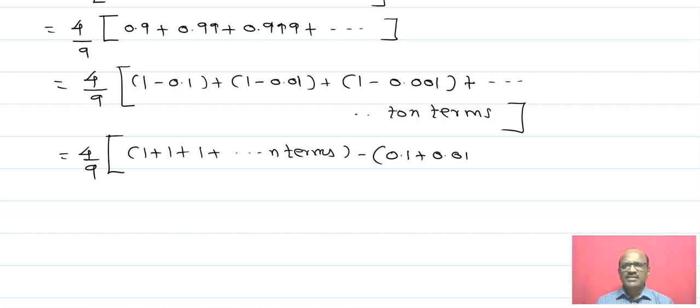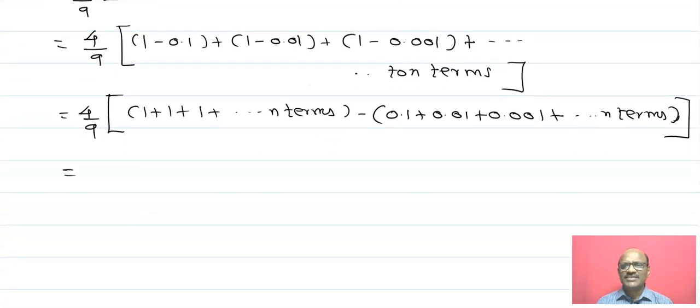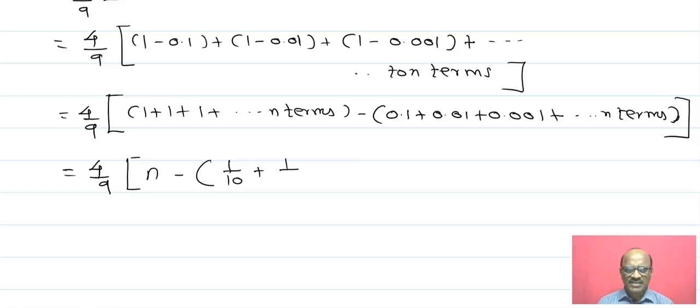Minus in bracket 0.1 plus 0.01 plus 0.001 up to the n terms. Sequence and series, these are the complicated chapters for the calculations. Therefore, you have to do more and more study here. Now see, 1 plus 1 plus 1 up to the n terms means what? 1 is repeated n times, and their sum is nothing but 1 into n. Therefore, it is written as n minus.